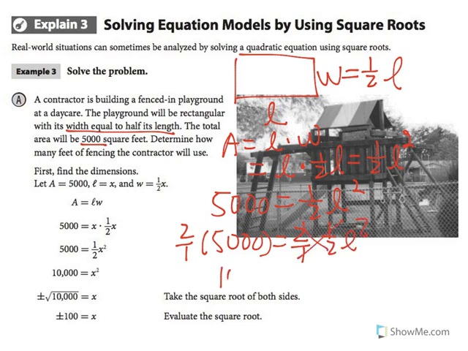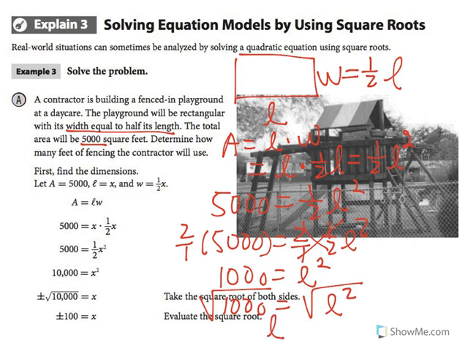So then we have 1,000 equal to L squared, and to solve it, we take the square root on both sides. Okay, notice that I did not use the plus or minus because L is the length of a rectangle, so we must use a positive. So that means that your length L is going to be 100.